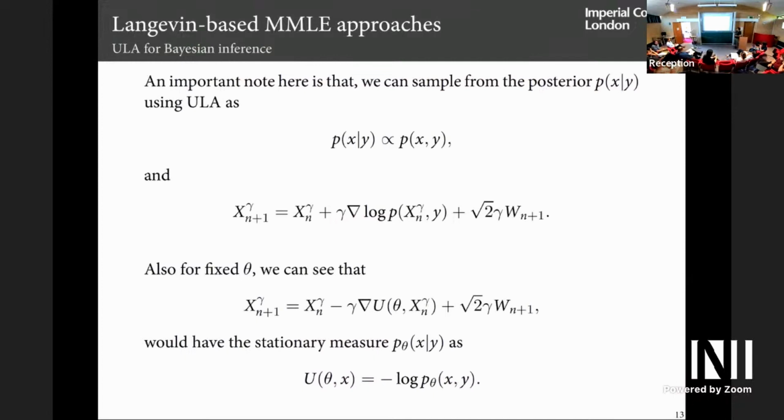But the attractive part of EULA, of course, is that you can replace this with a stochastic gradient. That's called SGLD, stochastic gradient Langevin dynamics, where you can again prove some similar results to EULA in terms of convergence, but the gradients are really cheap. So it's scalable. Okay.